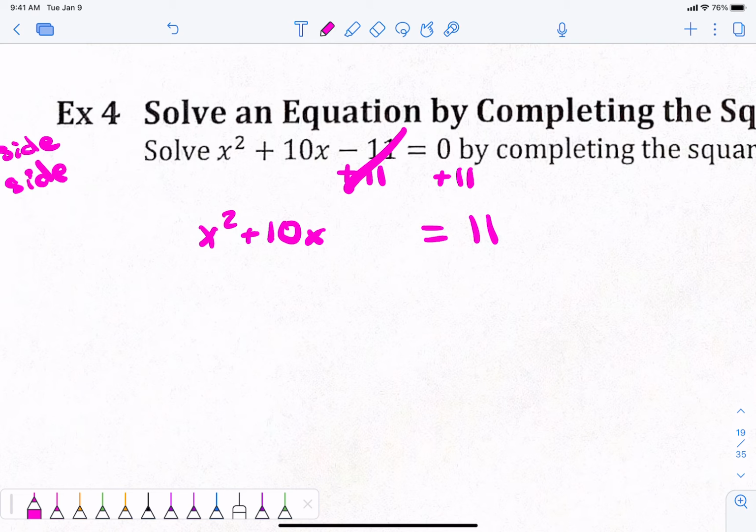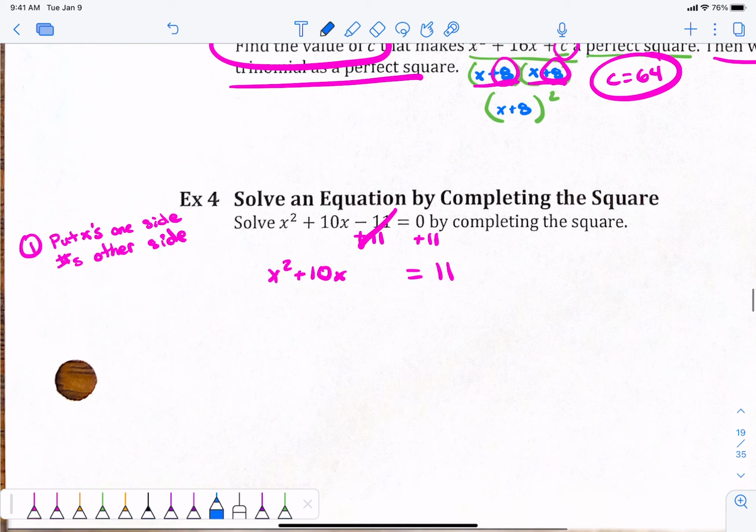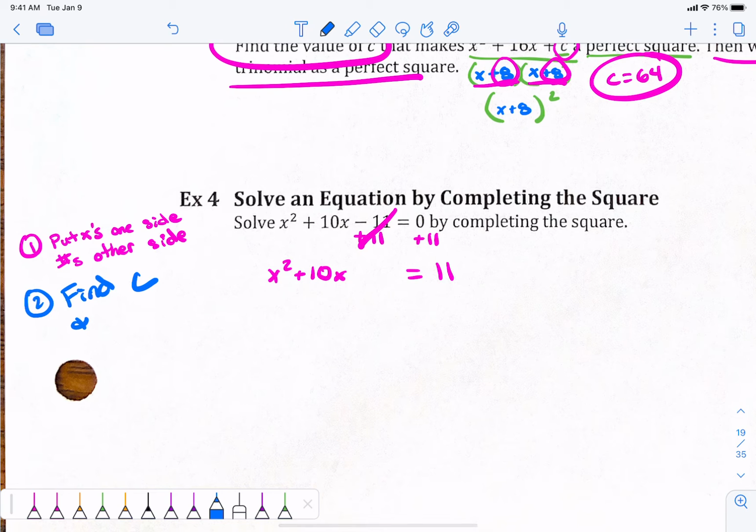That was step number 1. Step number 2 is find C, and we want to add it to both sides. Okay, we want to find C and add it to both sides.